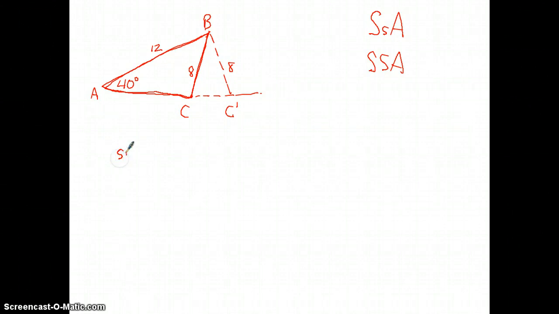We're going to see we have sine of 40 over 8 is supposed to equal the sine of C over 12, no matter which wacky triangle we're talking about. And I really don't know if this is C or C prime yet.